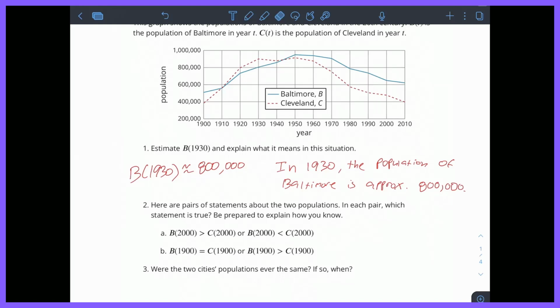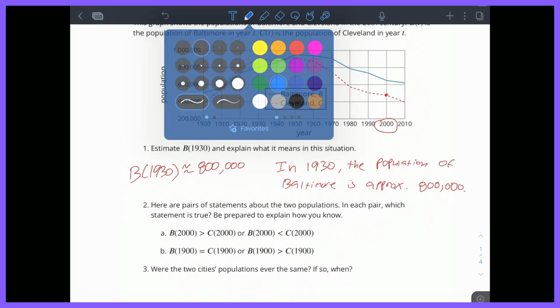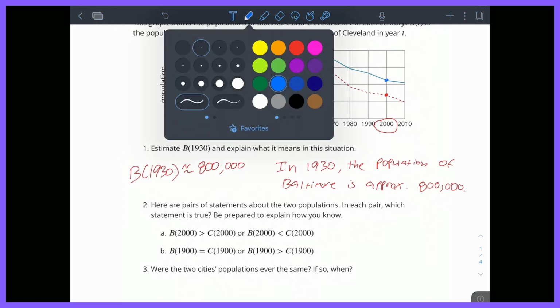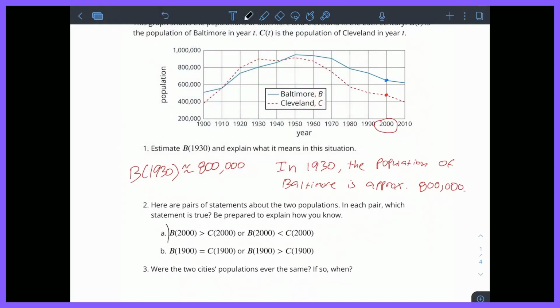So I'm going to erase my dot here. We're looking now at the year 2000. Here's the year 2000. So the red dot's down here, while the blue dot is up here. So it's clear from the picture, because the blue dot is higher up on the y-axis than the red dot, that Baltimore's population is greater. In the year 2000, Baltimore's population is greater. So we're going to circle this choice right here. The other choice is false.